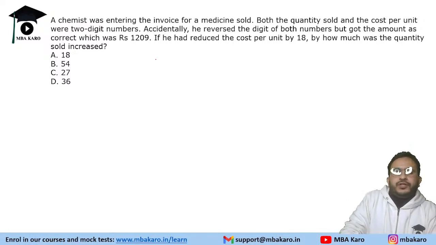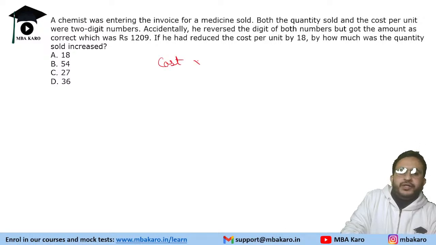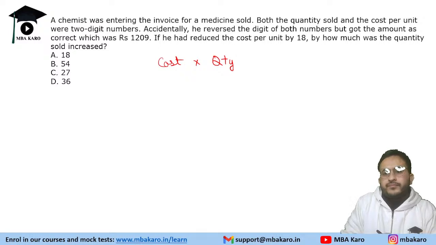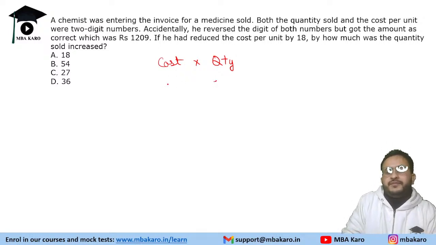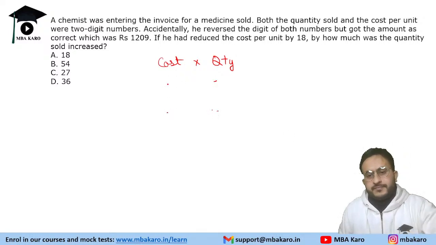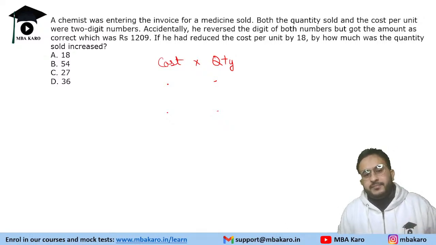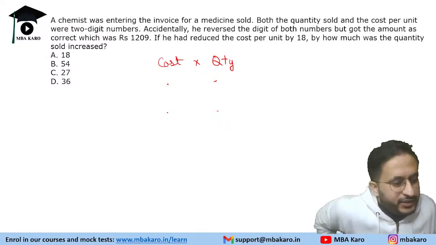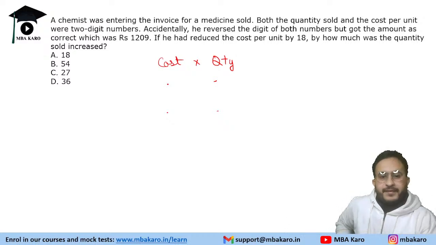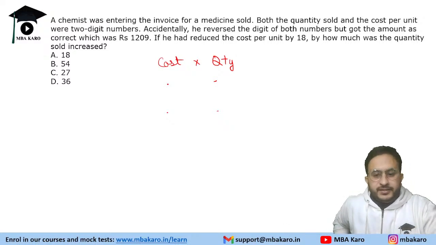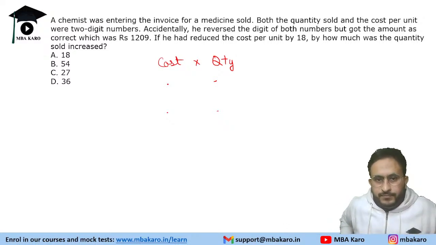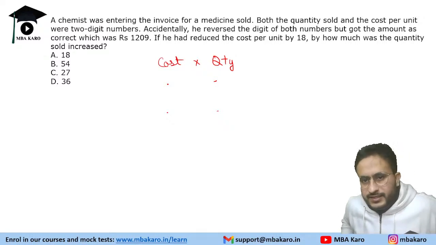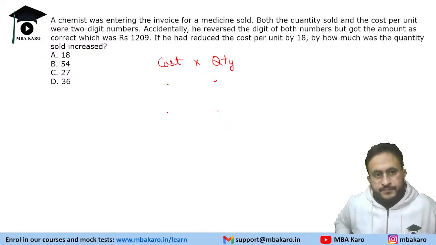So the total money is cost into quantity sold. Okay, so he reversed the digits of both numbers and he got the same number as the total. So we need to find out, we are given the difference, the cost is decreased by 18.